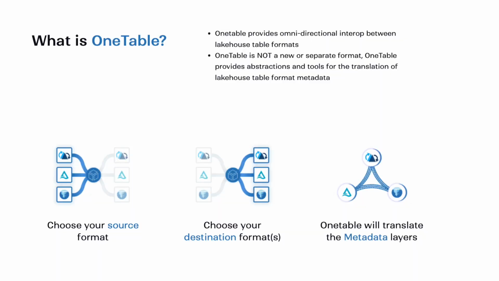So let's understand what is OneTable. OneTable, developed by Onehouse, is a groundbreaking collaboration tool for lakehouse table formats including Apache Hudi, Apache Iceberg, and Delta Lake. But what sets this apart? It's not a new table format, but an interoperability solution providing abstraction and tooling for translating the metadata between these popular lakehouse formats.